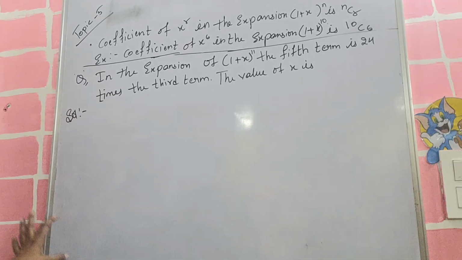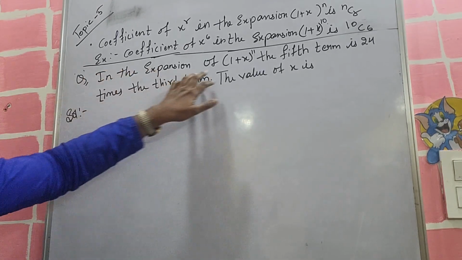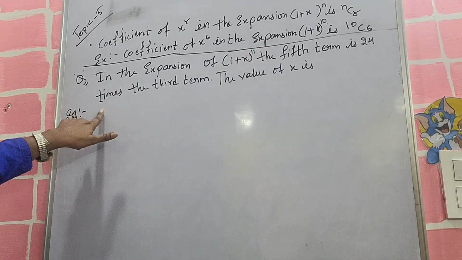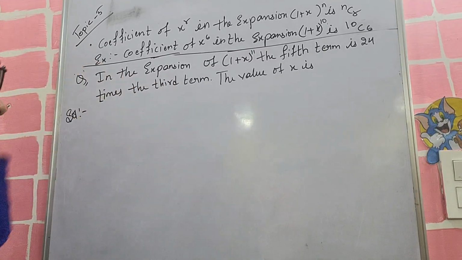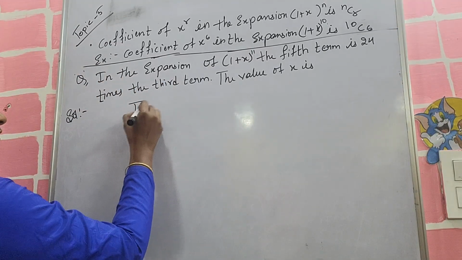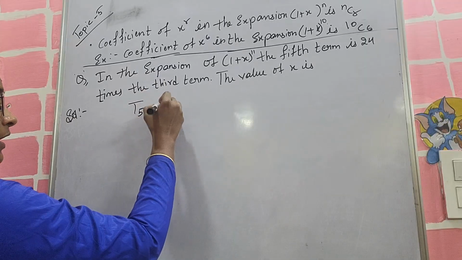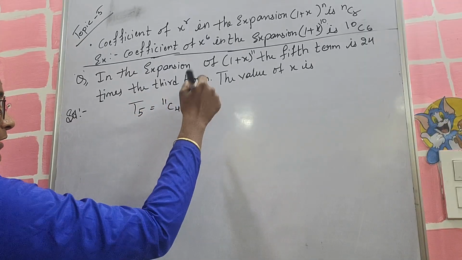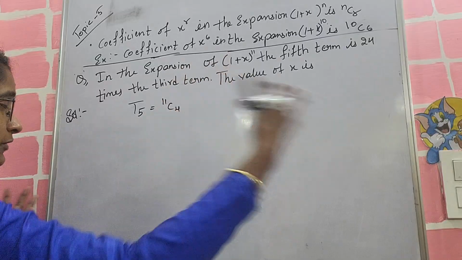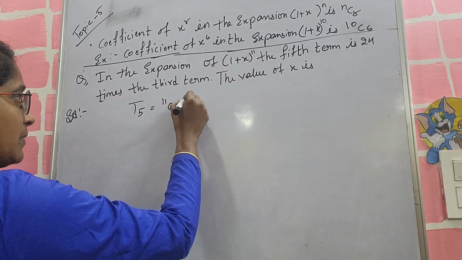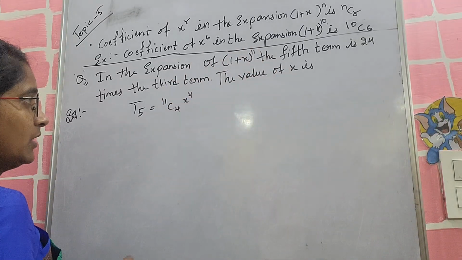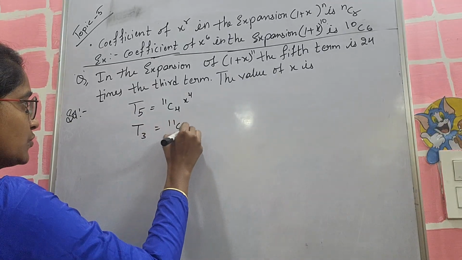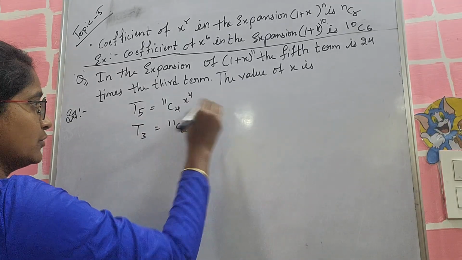Here is a simple and easy question. So in the expansion of the same pattern (1 plus x) power of 11, the fifth term is 24 times the third term. So first of all, we'll write the fifth term. So how can we write it over here? r is 4. So 11C4 and 1 power of 11 minus 4, whatever it is, 1, and then x power of 4. Okay. The next is, what is the third term? It is 11C2 x power of 2.